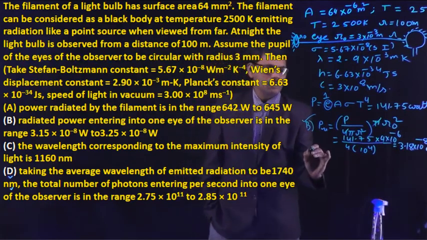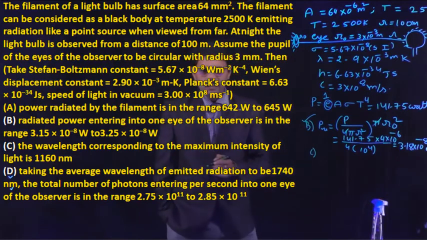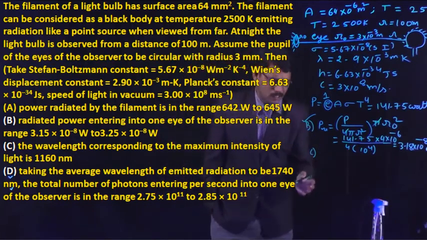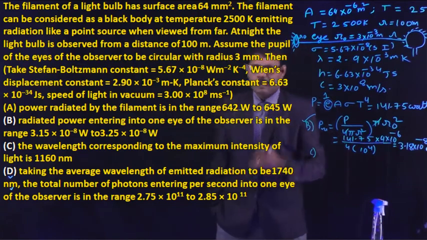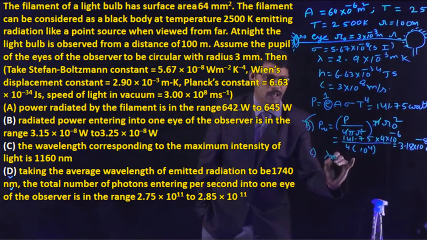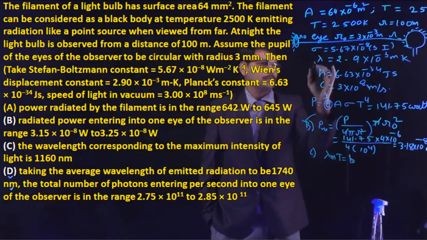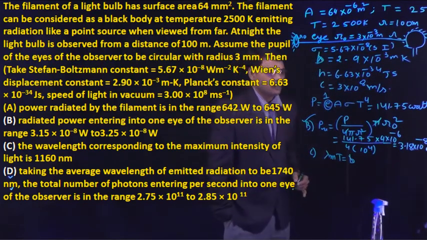And then comes option C. The wavelength corresponding to maximum intensity of light is 1160 nanometers. We have to check it. That is, we use Wien's displacement law. Wavelength corresponding to maximum energy emission is lambda m. Lambda m into T is equal to Wien's constant. Let this be B. Wien's constant B is 2.9 into 10 power minus 3.